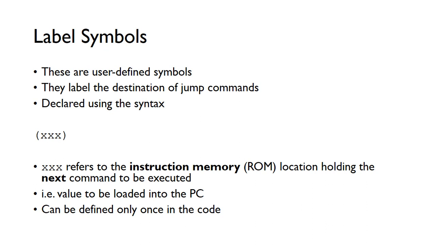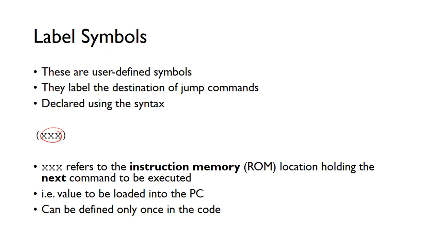There are also label symbols. On top of the predefined symbols, we've got label symbols. These are defined by you as a programmer. They are user defined, and they label the destination of jump commands. We use this kind of bracket syntax. Inside the bracket you've got the name of the symbol, and that refers to the instruction memory location which holds the next command to be executed.